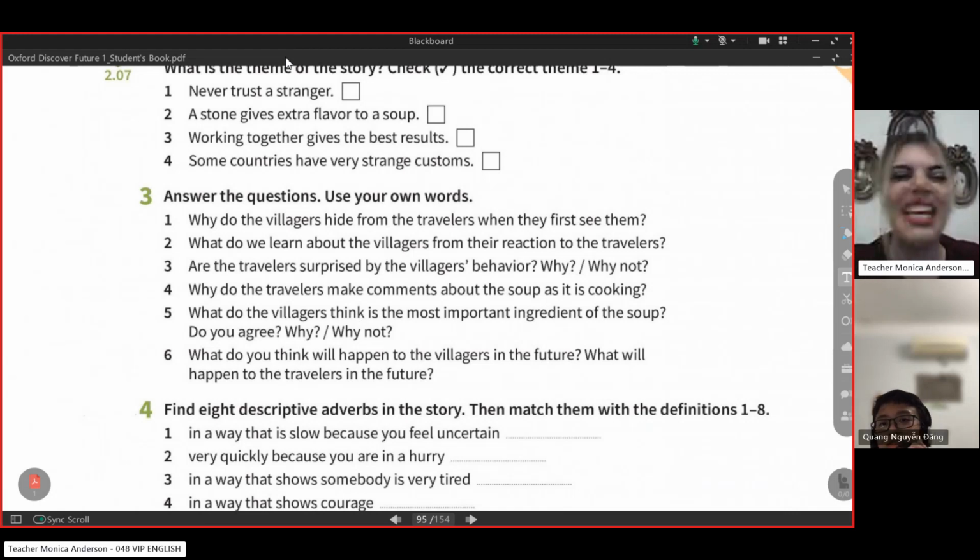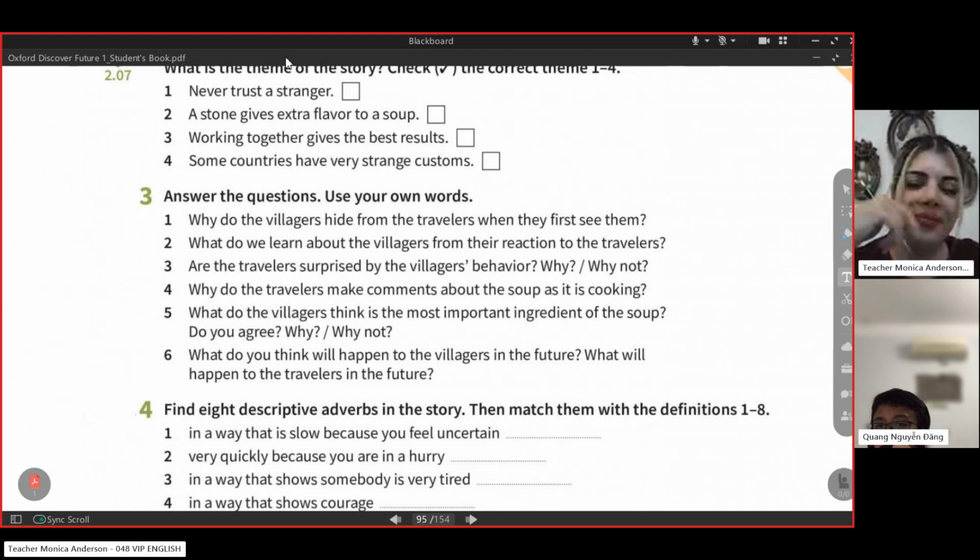But if I were a villager, I wouldn't give it anything. So you're smart, I'm smarter than you. Okay, number five.